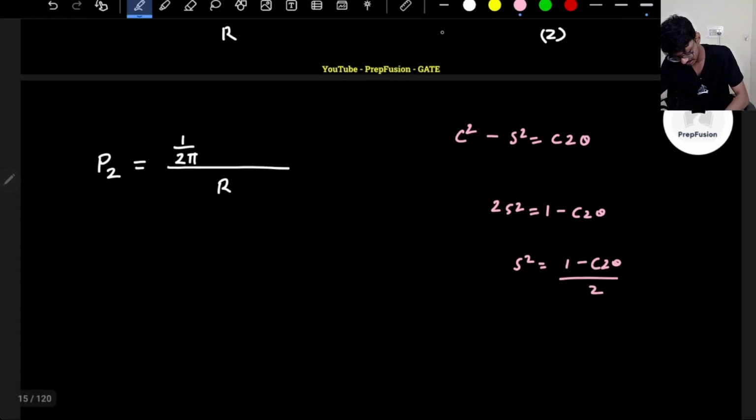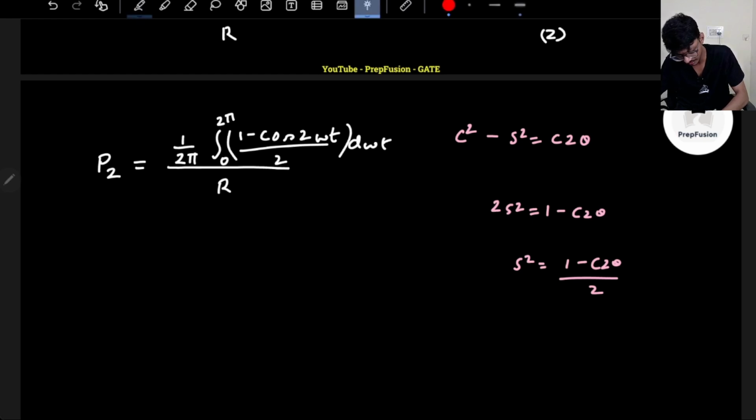Now if I write this same expression here, I will integrate from 0 to 2 pi of 1 minus cos 2 omega t divided by 2, d omega t. Whenever we integrate any cosinusoid or sinusoid over a whole period, or a multiple of the period, the area will be 0. The period of this is pi. So I only have this term, that is half.